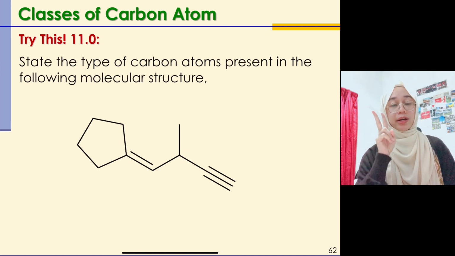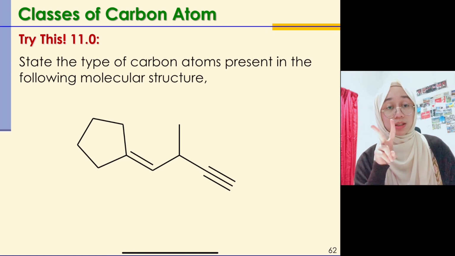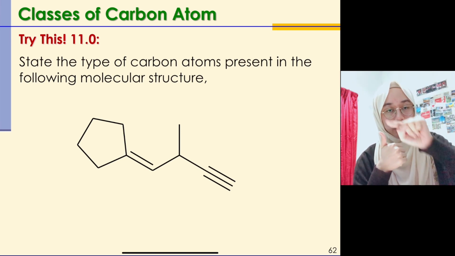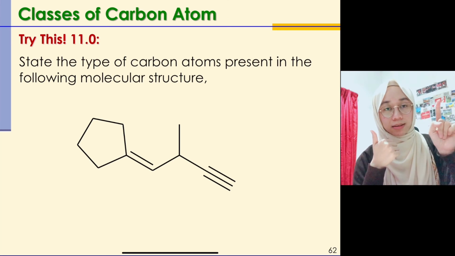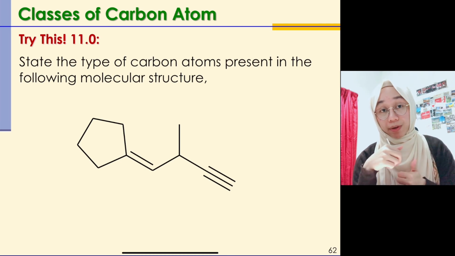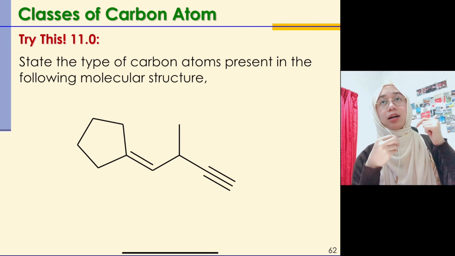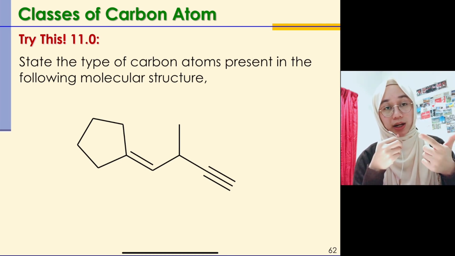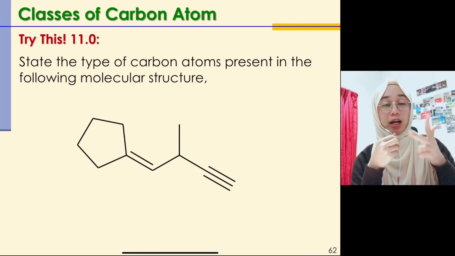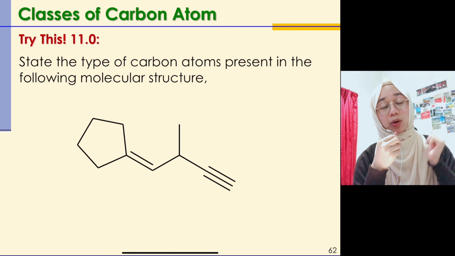Just to recap balik the things that we have learned in this video. You have learned two things. The first one is classification of carbon atoms. Focus on one carbon atom and then just tengok balik sekeliling dia. Ada berapa banyak carbon. Kalau ada satu carbon, meaning that is a primary carbon. Kalau ada dua carbon, secondary carbon. Kalau ada 3 carbon yang attach dengan dia, that will be tertiary. Dan kalau ada 4 yang attach dengan dia, that will be quaternary.